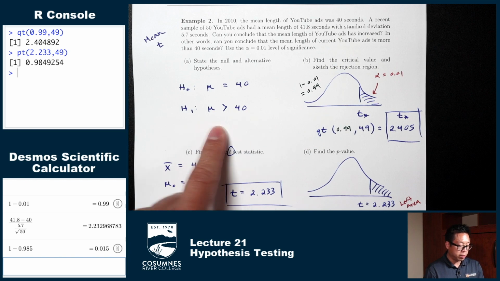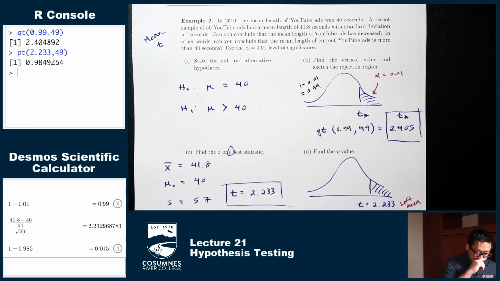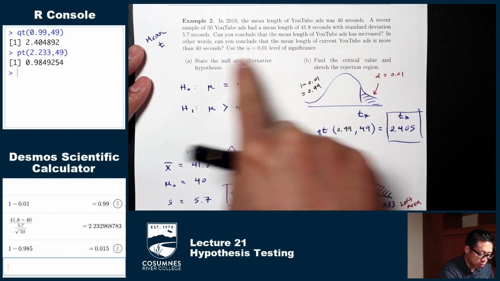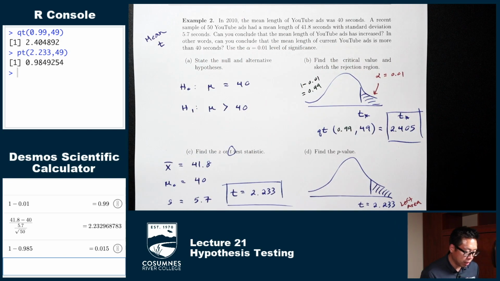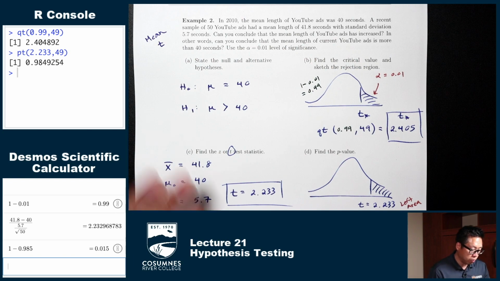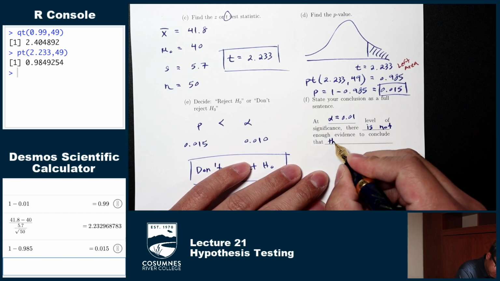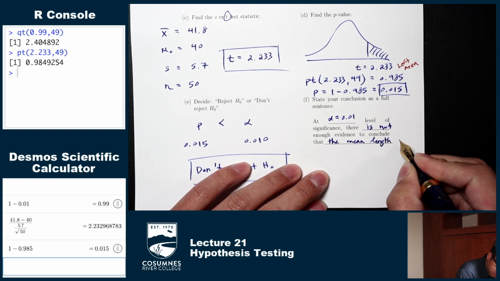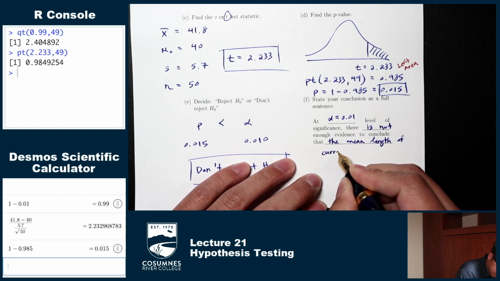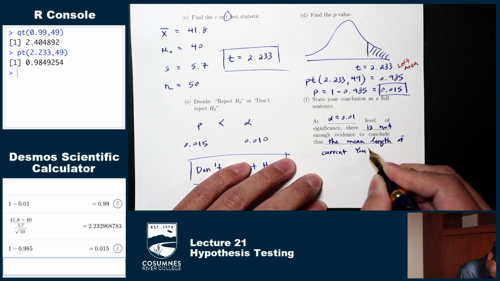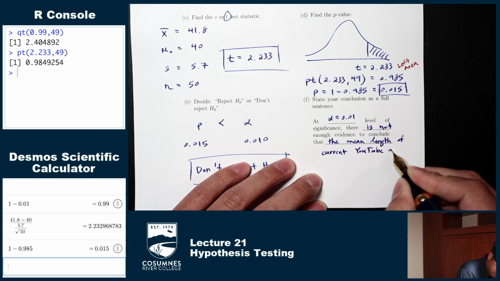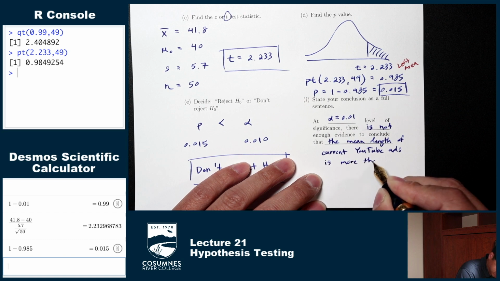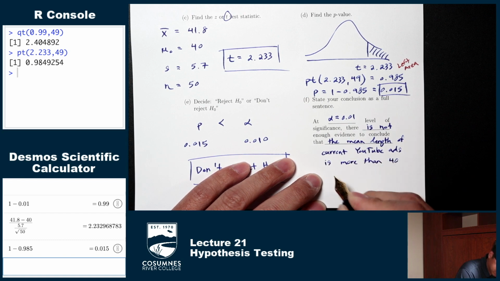And then we're just going to translate this H1. And what I usually do is I go back to the question here. Can you conclude that the mean length of current YouTube ads is more than 40 seconds? So the mean length of current YouTube ads is more than 40 seconds.